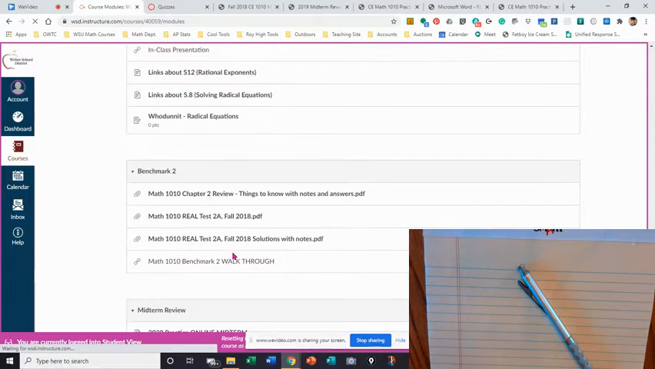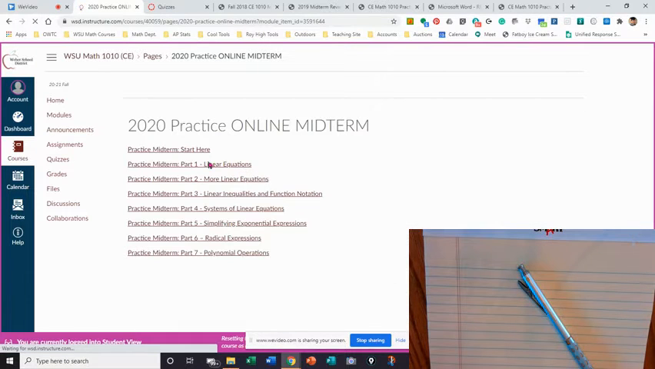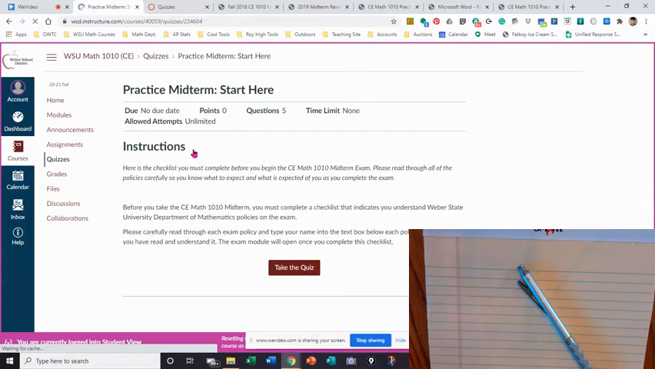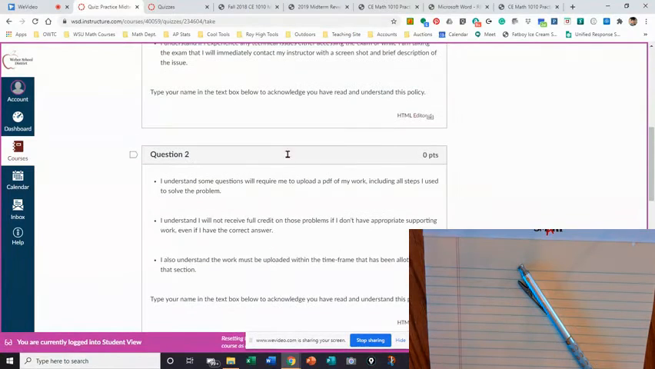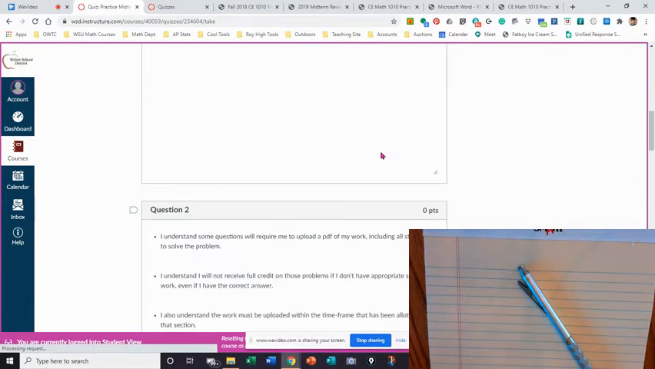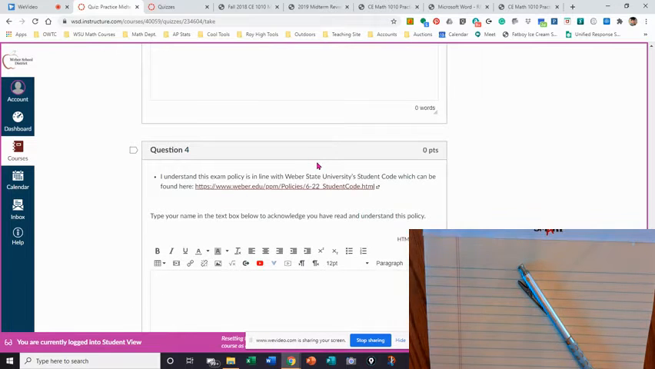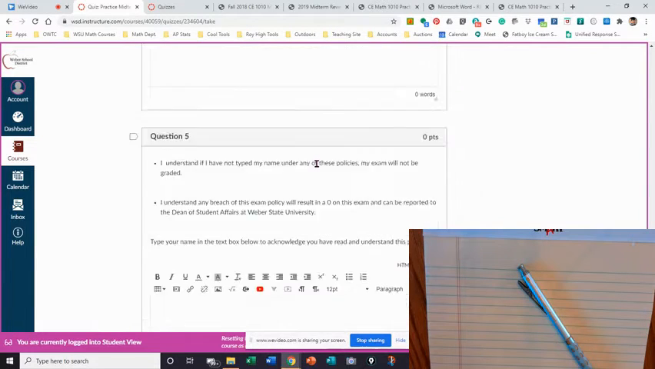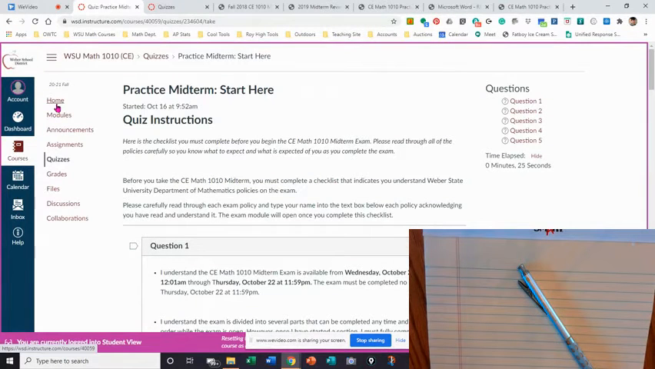So the real midterm is going to be on Weber State's Canvas page, and it will have 7 sections. I don't know if they're in the same order, but they'll be labeled like that. Start here. I will not grade it unless you've done the start here part. There's 5 questions. Basically, this is going to go through saying, hey, I understand this is a test, I'm not going to cheat, and you sign your name. And the handbook code says if you do cheat, you're going to fail. So you'll start there.